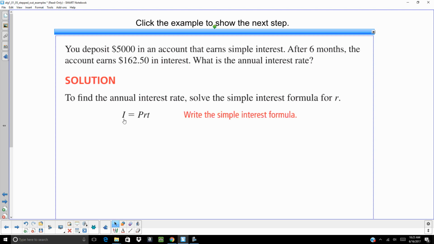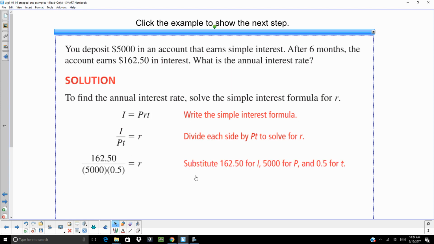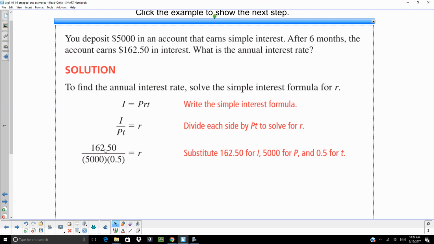So we've got I equals PRT. So we want to solve for R. So we divide both sides by the P and the T. We plug in what we know. Our ending amount, it accrued $162.50. We started with 5,000, and 6 months is half a year.